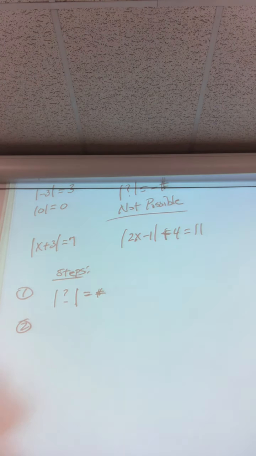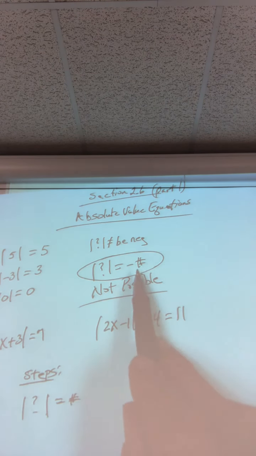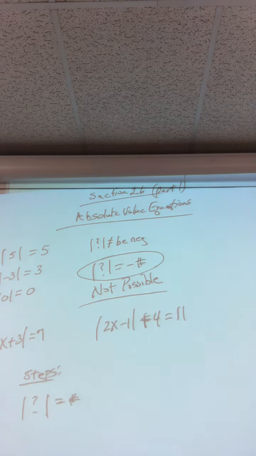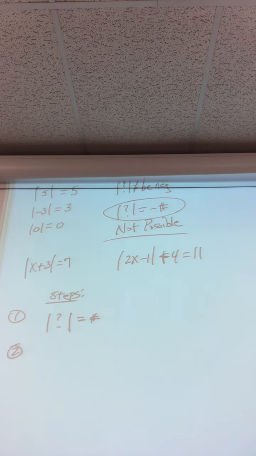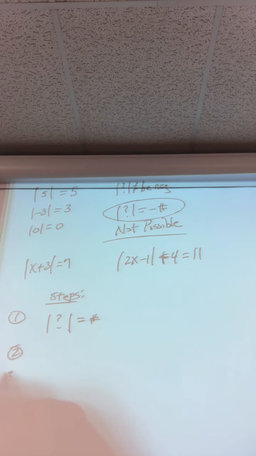Step two. All right, write this down. If the number on the right side of the equal sign is negative, there is no solution. Where does that come from? Because of what we said up here. If this is a negative number over here, there's no solution. So step two, if the number on the right side of the equal sign is a negative number, there's no solution.